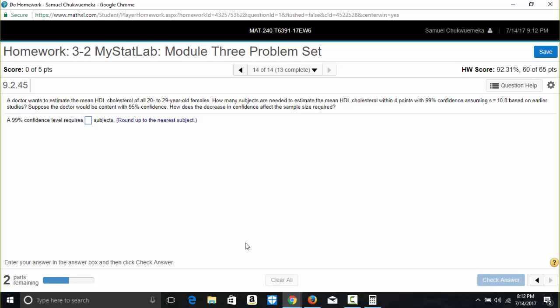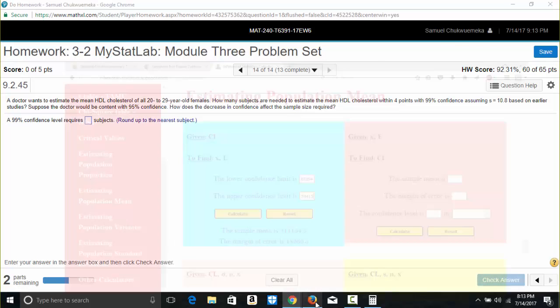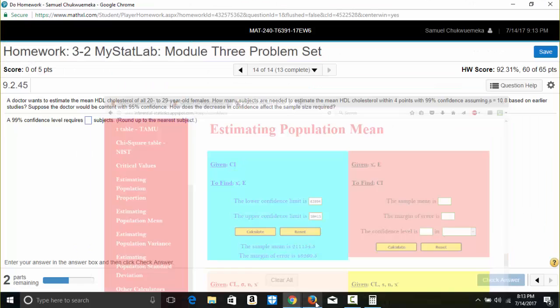They're asking us for how many subjects, so they are asking for the sample size. How many subjects are needed to estimate the mean HDL cholesterol within 4 points with 99% confidence, assuming the sample standard deviation is 10.8 based on earlier studies? Suppose the doctor would be content with 95% confidence. How does the decrease in confidence affect the sample size required? This one, my calculator can do it. I don't think StatCrunch can do it.